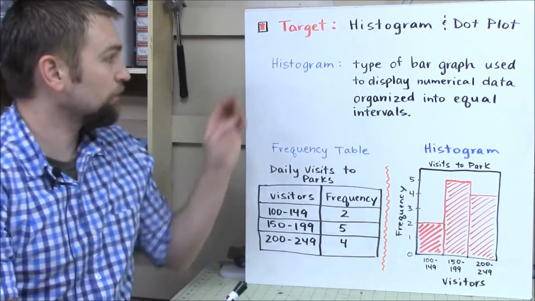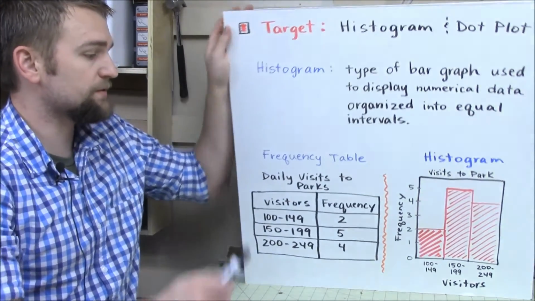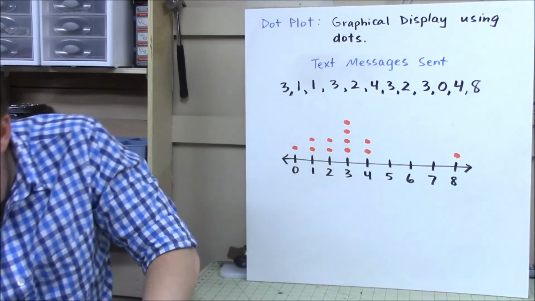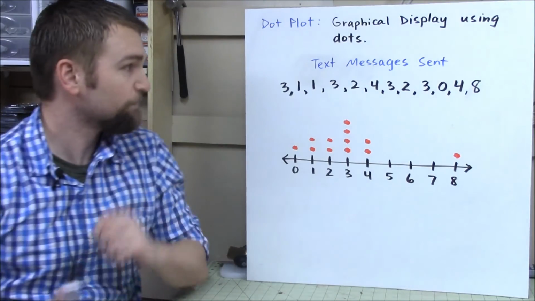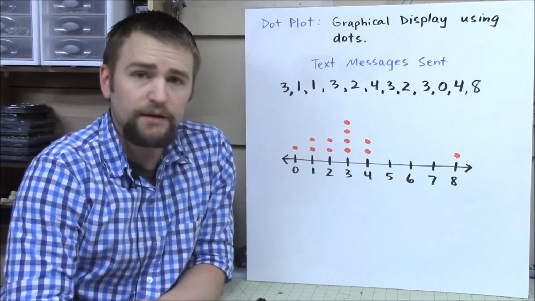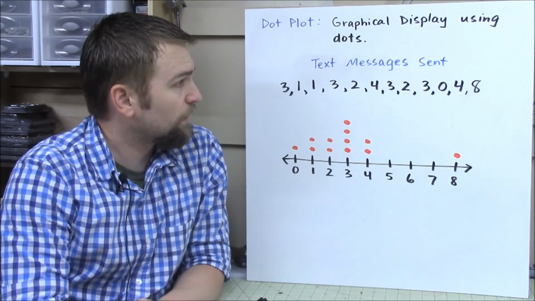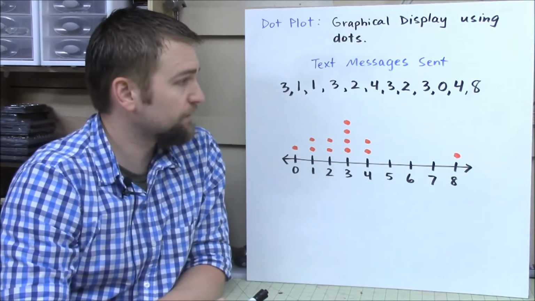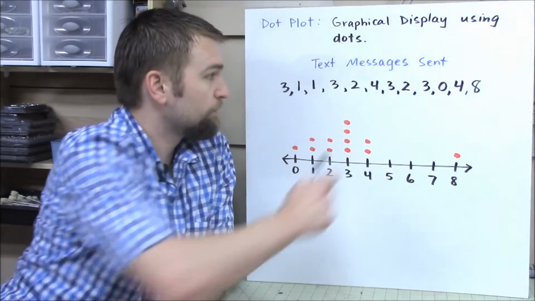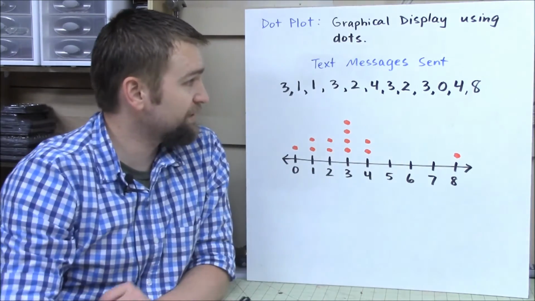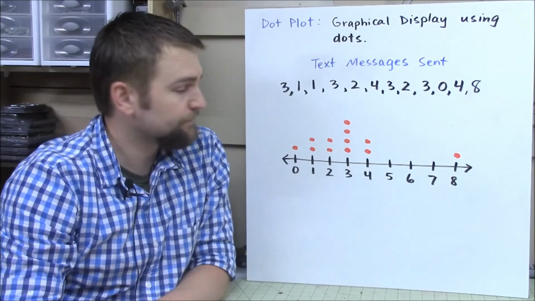All right, so now we're going to look at dot plots. A dot plot is a graphical display using dots. So pretty straightforward. If here's some data, text messages sent, just random, we could just say maybe in a day. This data is listed randomly.